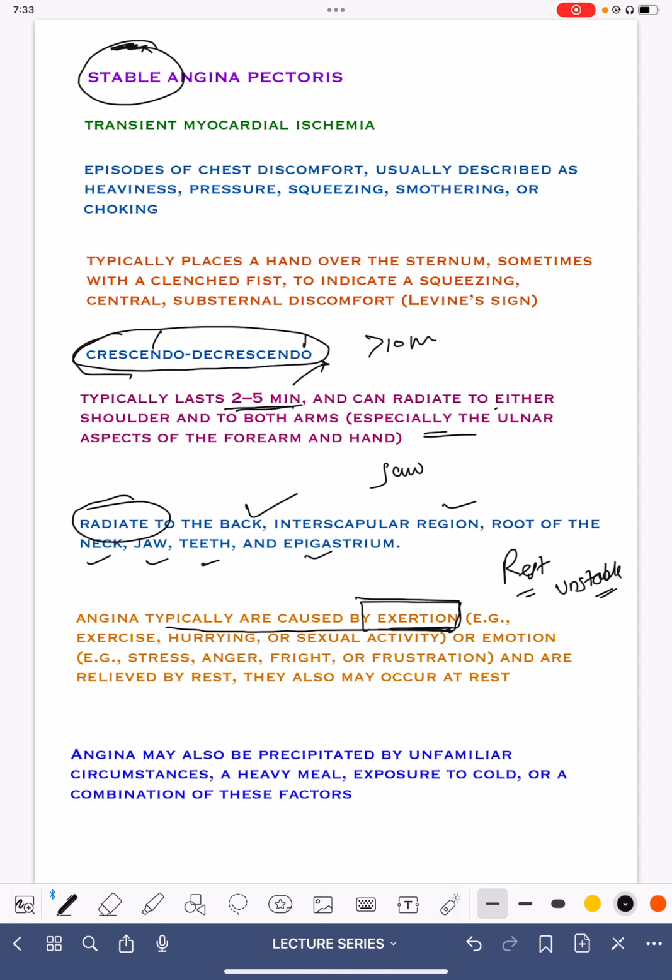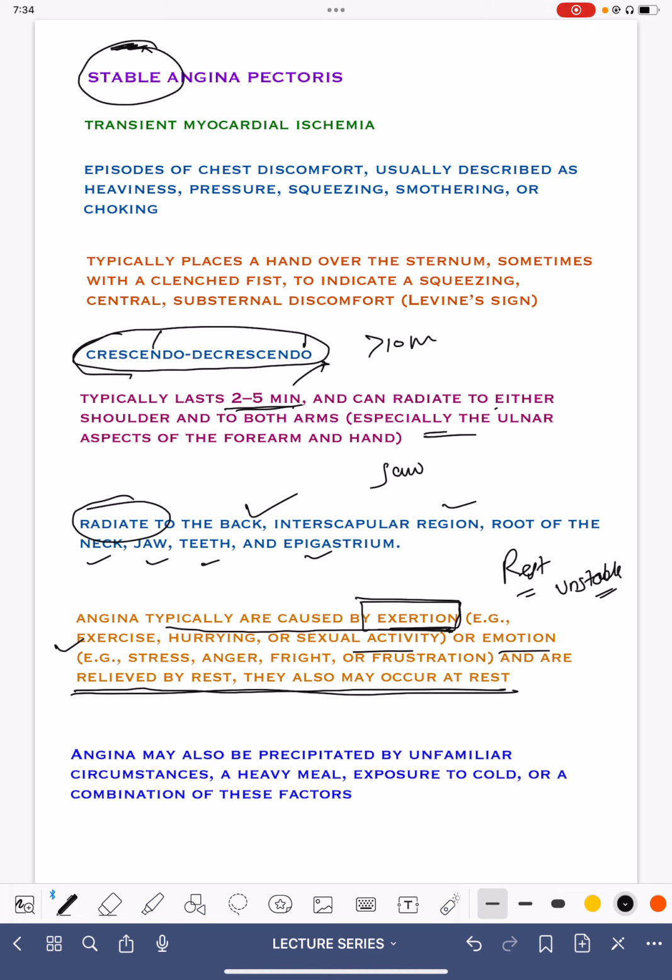So this stable angina is not there at rest. It always comes with exertion like exercise or hurrying or during sexual activities, or whenever the patient is stressed, like whenever the patient is in quarrels or whenever the patient is angry or frightened. Then these patients will have this chest pain. But it usually gets better at rest, or it usually gets better with tablet sorbitrate.